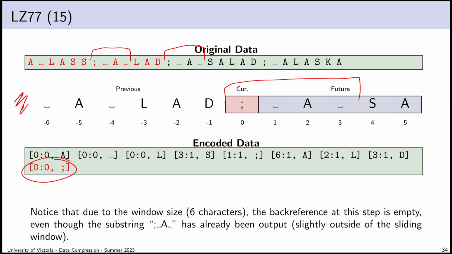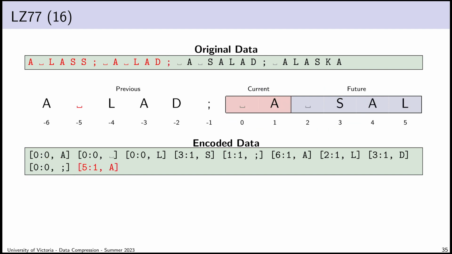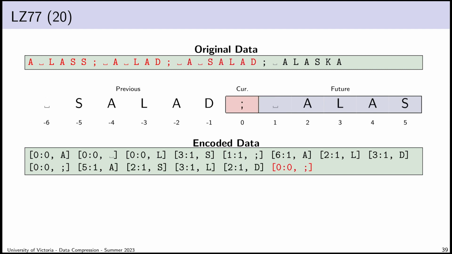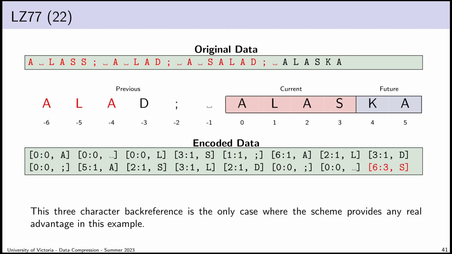I actually have no semicolons in my history, so I have to generate a trivial back reference and a literal as a triple to itself. If my sliding window were 1 character longer, I probably would be able to do something with this, but bad luck. I'm using too short of a window. All right, so I keep walking along, and we can see here I'm not really getting any benefit.